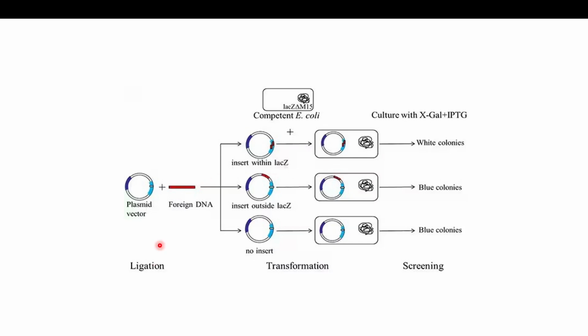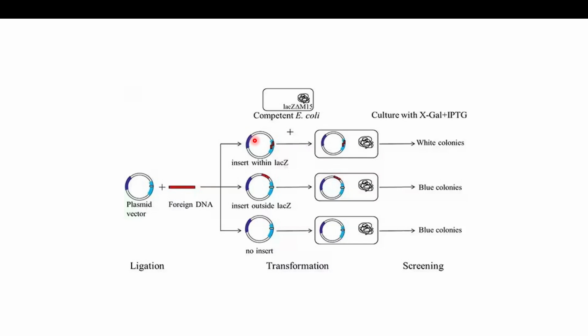Okay, so this is the one that we were talking about. This is the foreign DNA. This is the plasmid vector. Now, competent E. coli cells harbor this particular deletion where the N-terminal part is not encoded, only the omega peptide is encoded. And this particular plasmid has the gene sequence which encodes for the N-terminal part of the beta galactosidase enzyme, which is the alpha peptide.